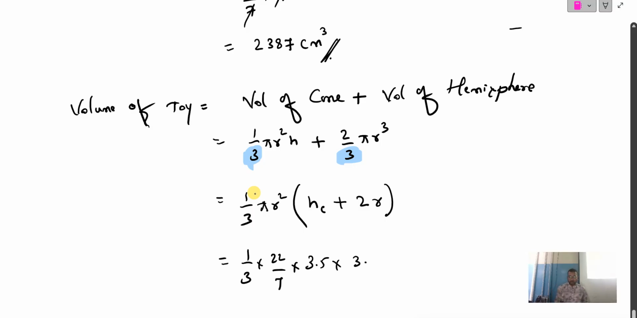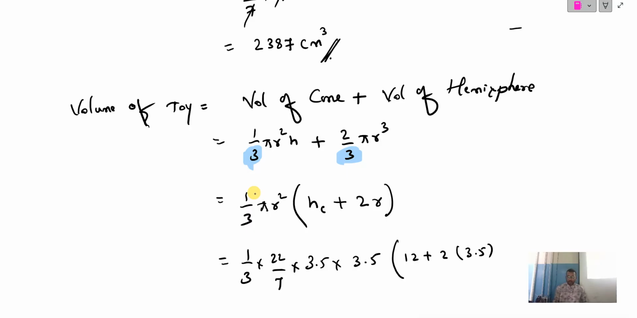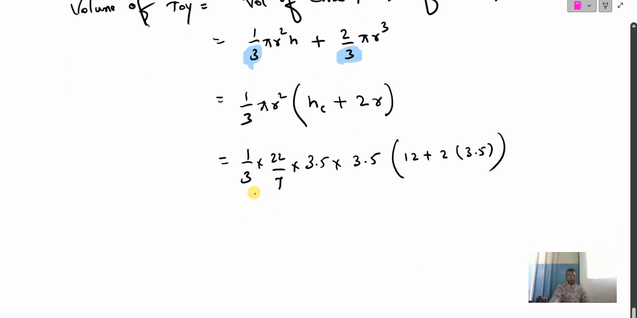Can we divide any other thing? No. Please don't make that mistake. Don't calculate that. Keep it as it is. I'll tell you why. 1 by 3, 22 by 7 into 3.5 into 3.5 into 2 into 3.5, 7. 2 into 3.5 is 7. 7 plus 12, 19.